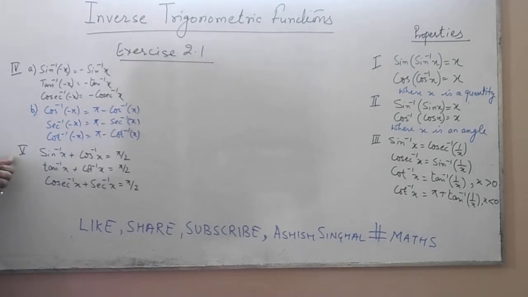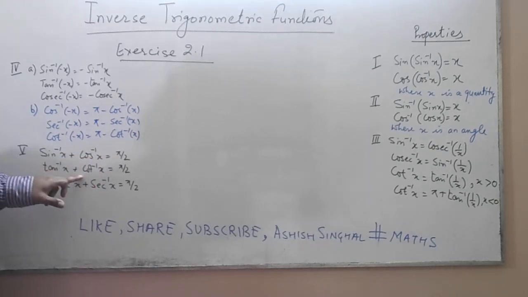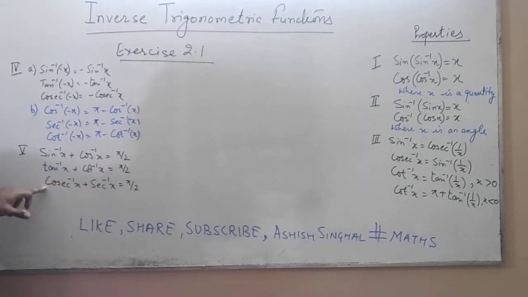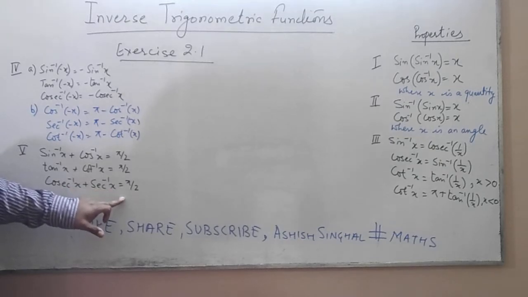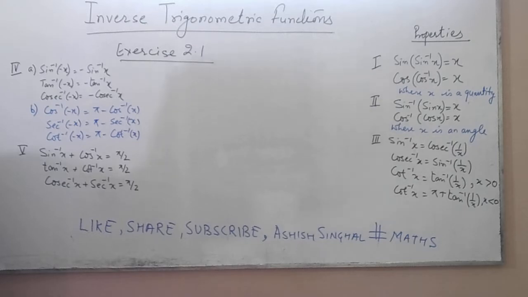Now, the next identity, the fifth one, is sin inverse x plus cos inverse x is always equal to pi by 2. Tan inverse x plus cot inverse x is equal to pi by 2, and cosec inverse x plus sec inverse x is also equal to pi by 2. I give you 1 minute to note down these identities, then we move on to identity number 6 and identity number 7.